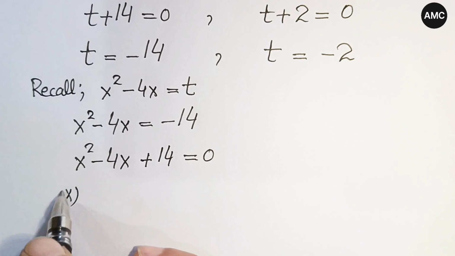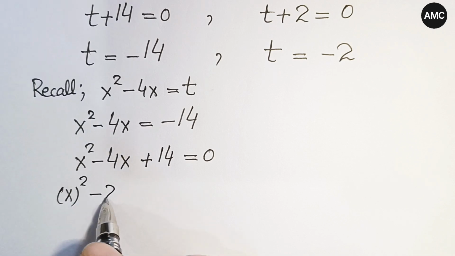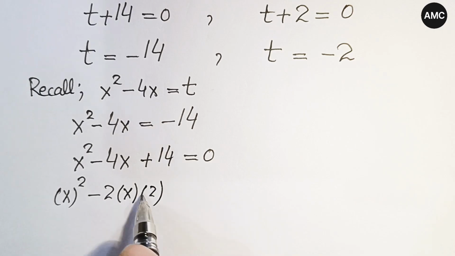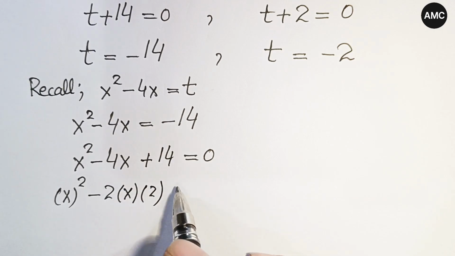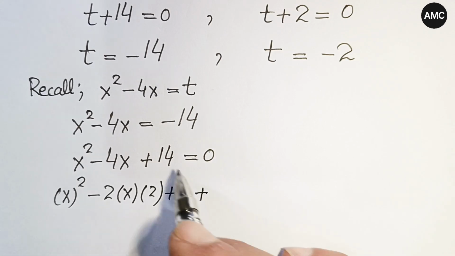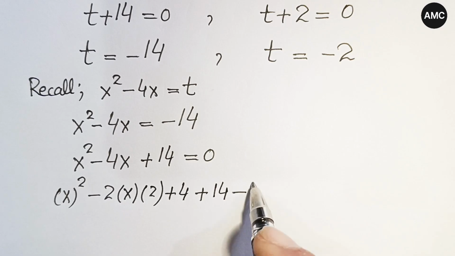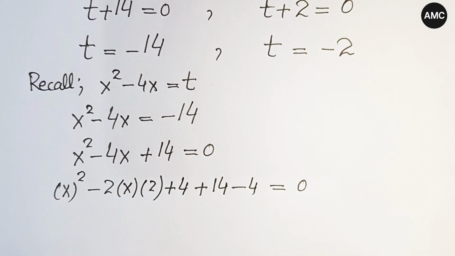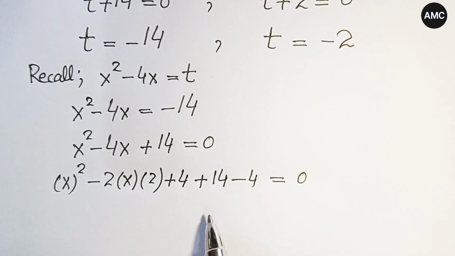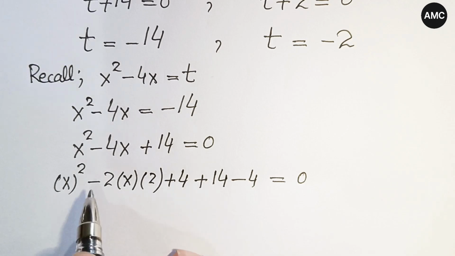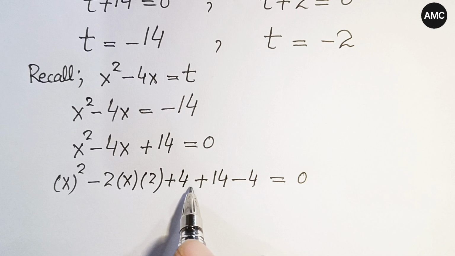So it is x squared minus 2 times x times 2. We get minus 4x, and we must add and subtract 4. So adding 4, and it is plus 14. Now subtracting 4 on our left hand side without violation of any mathematics rule. So we have to just add and subtract 4 here. Now it is x squared minus 2 times 2 plus 4.